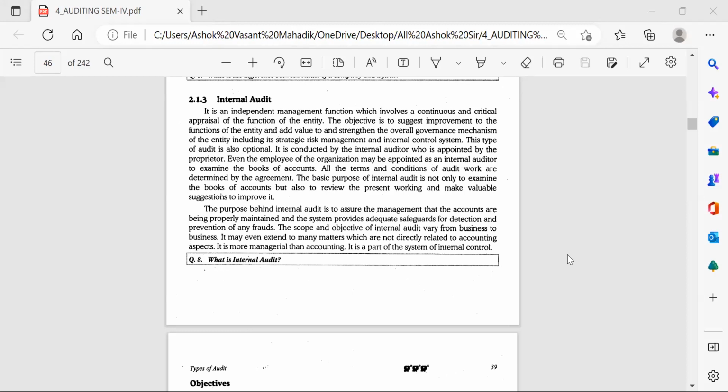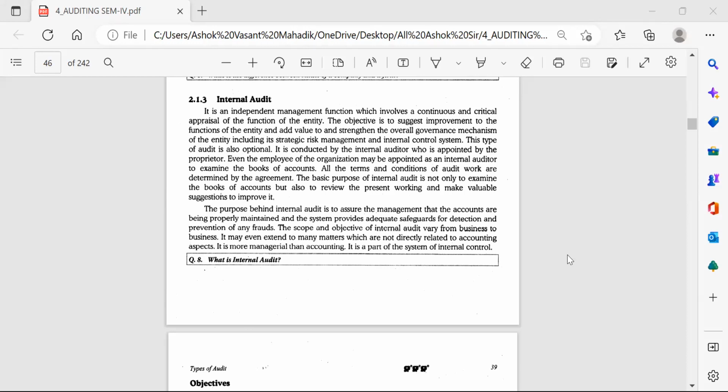They appoint an internal auditor. So who appoints internal auditor? Management. Okay, why? Because they want to make sure that there are no problems with the accounts. There are no problems with the documentation. There are no problems with the supporting evidence against the transactions. Clear? So they appoint one person who may be or may not be a chartered accountant.